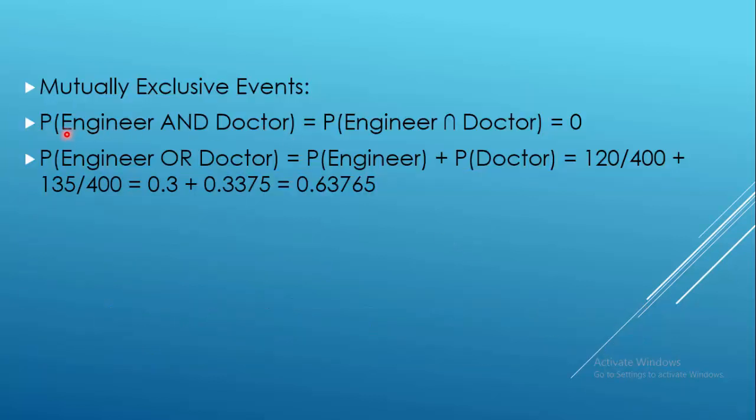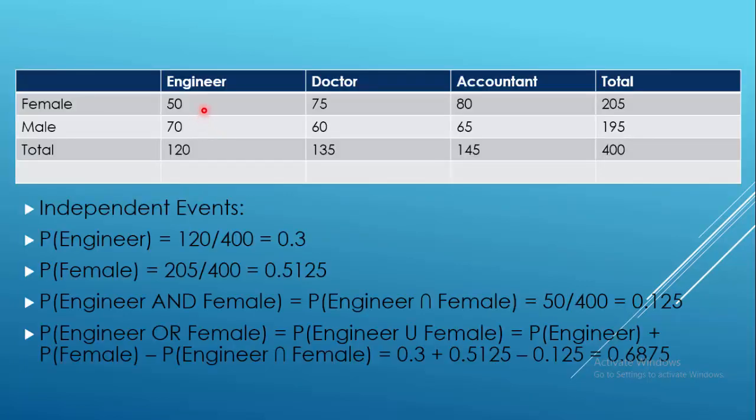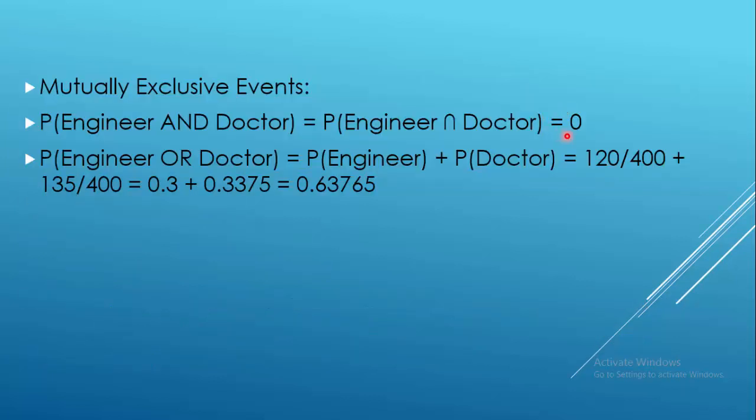But now when we look at probability of being engineer and doctor both, as we know that a person can be an engineer or a doctor, it cannot be both. So these two events, being an engineer and being a doctor, are mutually exclusive, so the probability is 0. And probability of being engineer or doctor, because here again they are mutually exclusive, we simply add up the probability of being engineer and probability of being doctor, and we get 0.63675.